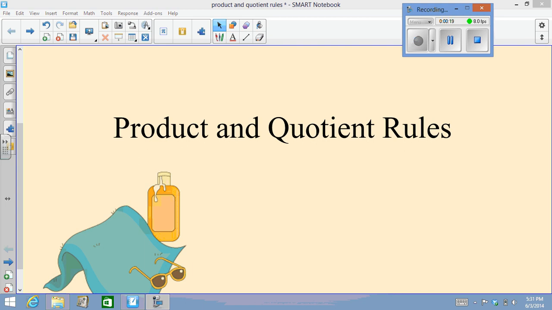Now, yes, for some items it's going to be easier to actually multiply it out, and for other items it's sometimes easier to divide. But for right now, we're just going to follow the product and the quotient rules because that's what it says for us to do.